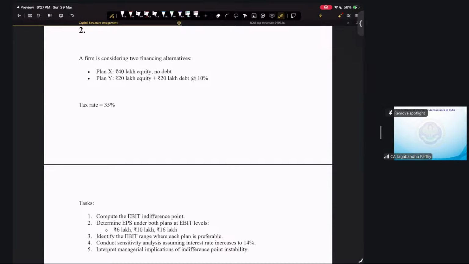What is the future face value of the share in the second question? Assuming 10. Yeah, you can assume 10 as the face value.